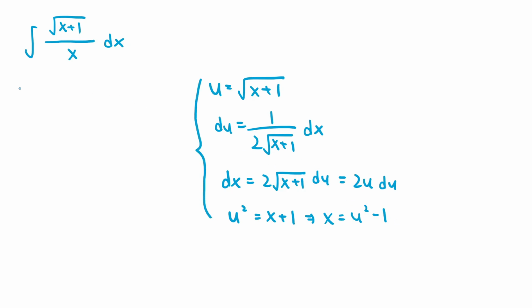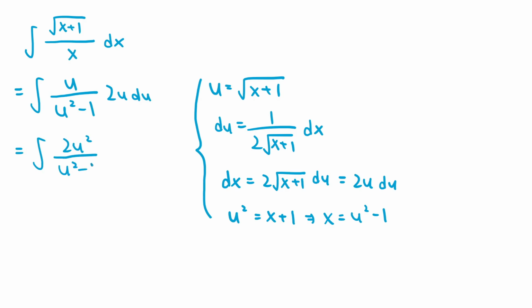If we substitute all of this into the integral, the numerator becomes u, since we let u equal the square root of x plus 1, and the x in the denominator is replaced by u squared minus 1, since we worked out that x equals u squared minus 1, and dx is replaced by 2u du, since dx equals 2u du. We can simplify this expression and rewrite this as the integral of 2u squared over u squared minus 1 du, and we can also take out a constant multiple of 2 to the front of the integral. So this just becomes 2 times the integral of u squared over u squared minus 1 du.